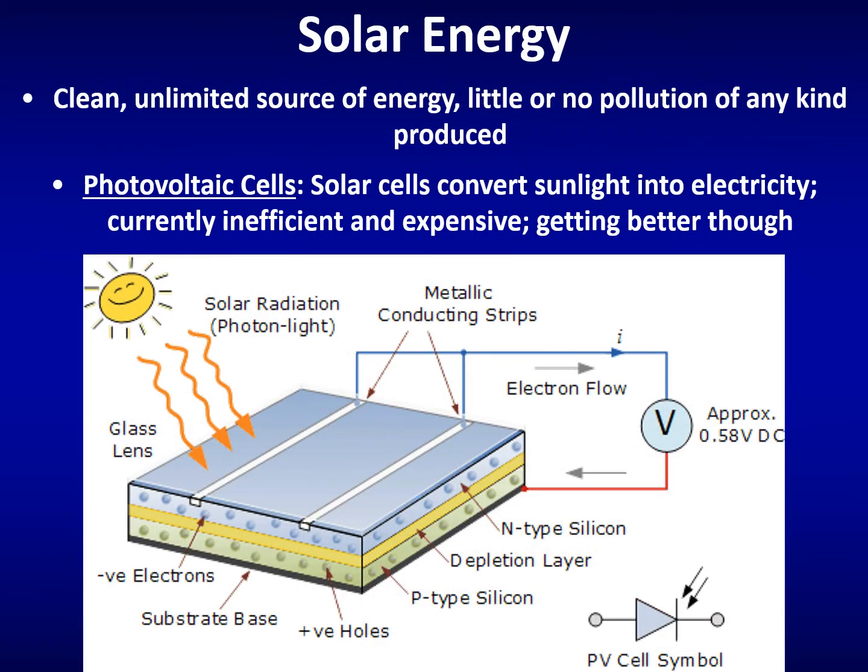Solar energy is a clean, unlimited source of energy. Little or no pollution of any kind is produced. The basic idea is we have a photovoltaic cell, a solar cell that converts sunlight into electricity. Currently, photovoltaic cells are inefficient and expensive, but they're getting better. Essentially, the solar radiation hits one part of the cell, creating an electron flow from one part to the other, and this produces energy. Again, very clean, but still pretty expensive at this point.